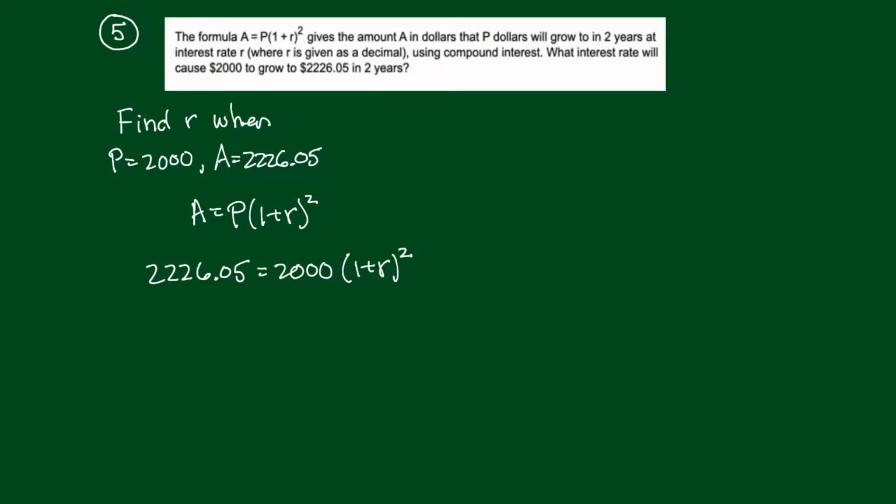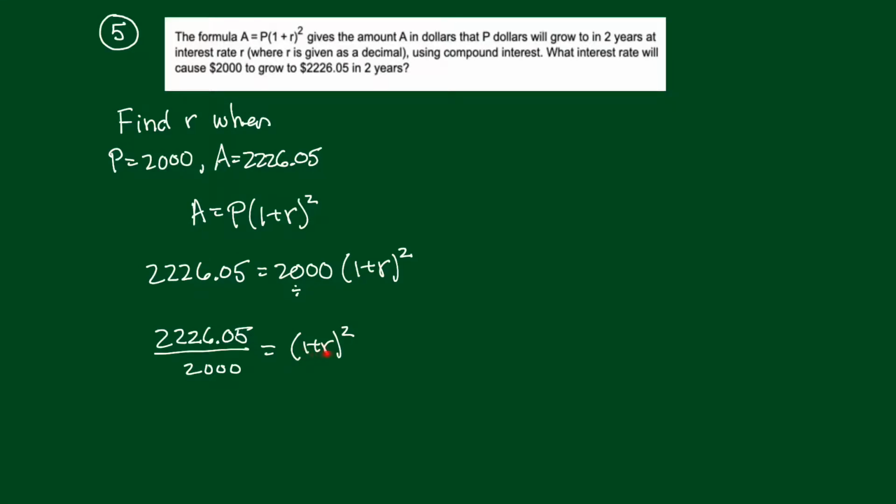Now we want to solve it for R. You might think R is locked up in those parentheses, so we need to try to isolate it. How about first thing we do is divide by that 2,000. Now I'm going to do it at the very end with my calculator, so I'm not going to do it right here. 2226.05 divided by 2,000. Just have your calculator do it all at the very end. That's equal to (1 plus R) squared.